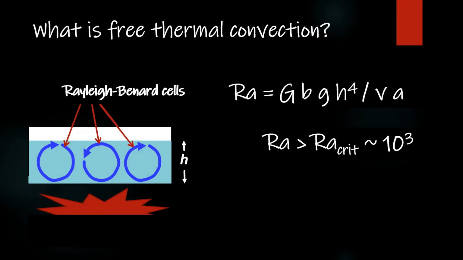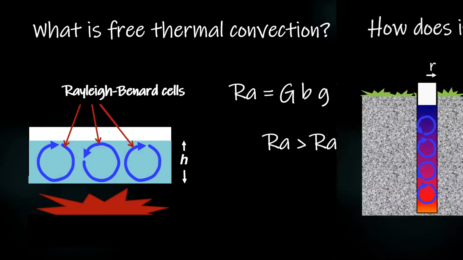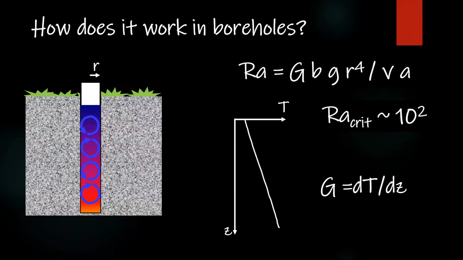The dimensionless Rayleigh number controls the convection process. It's directly related to the temperature gradient, thermal expansion coefficient, the acceleration due to gravity and the layer height, and is inversely related to kinematic viscosity and the thermal diffusivity. Convection occurs when the Rayleigh number exceeds a certain critical value. How does it work in boreholes?